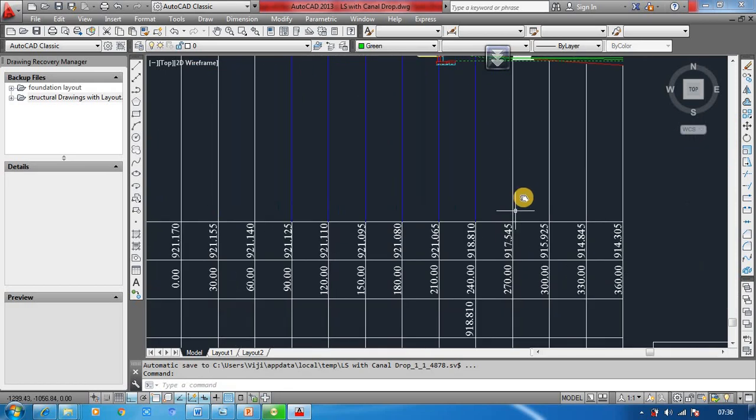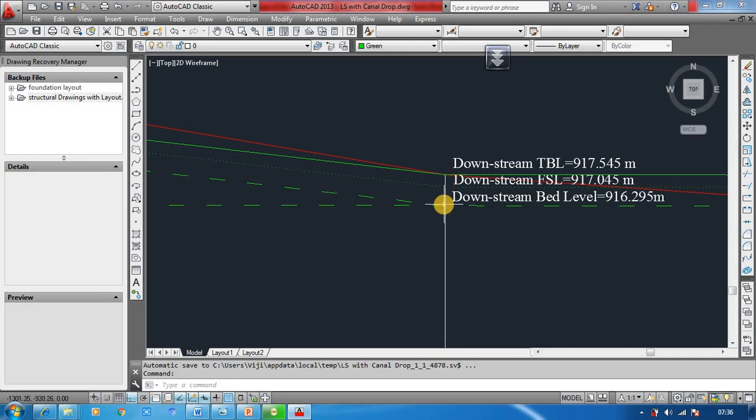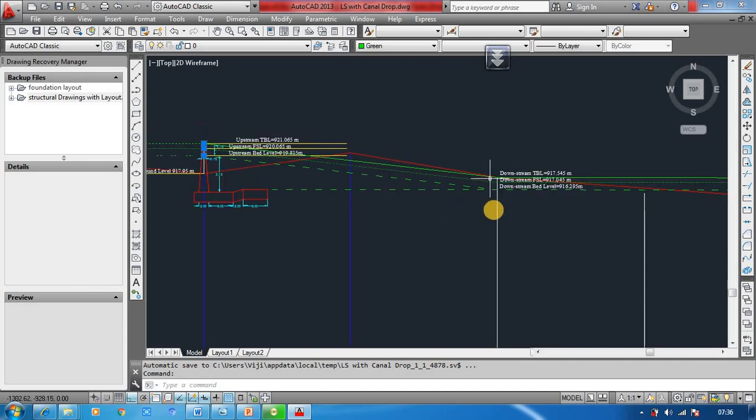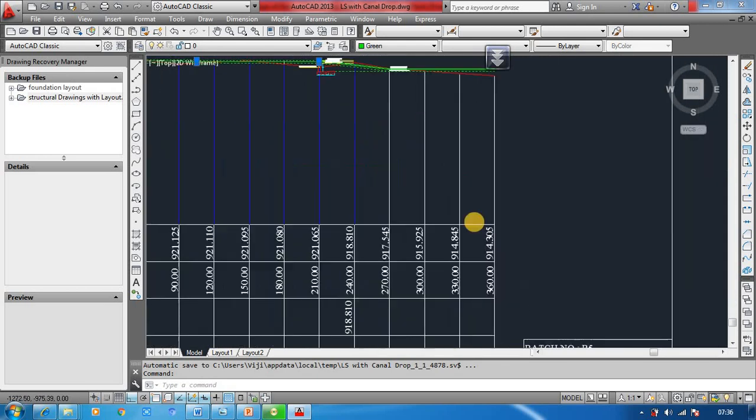That's actually 917.545, the RL of this ground level. That's called the top bank level, which is nothing but the existing ground level there, or the one with which we are constructing the top of the canal, and the bottom of the canal will be minus 1.25. You will get 917.545 minus 1.25, which is the downstream bed level, and the downstream full supply level will be nothing but 916.295 plus 0.75, or 917.545 minus 0.5.